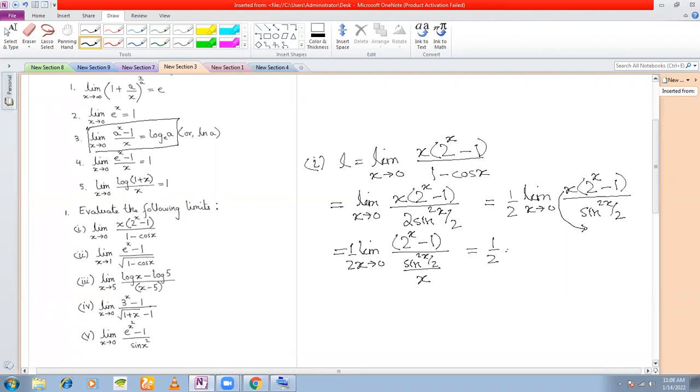And you have half limit x tends to 0. Now if you see in the numerator you have a to the power of x minus 1. What is missing here? This x is missing, right? So what we do is we give it this x, that is 2 to the power of x minus 1 by x. We divide the numerator by x, and similarly you will also have to divide the denominator by x. That means you have sine square x by 2 divided by x square, right?